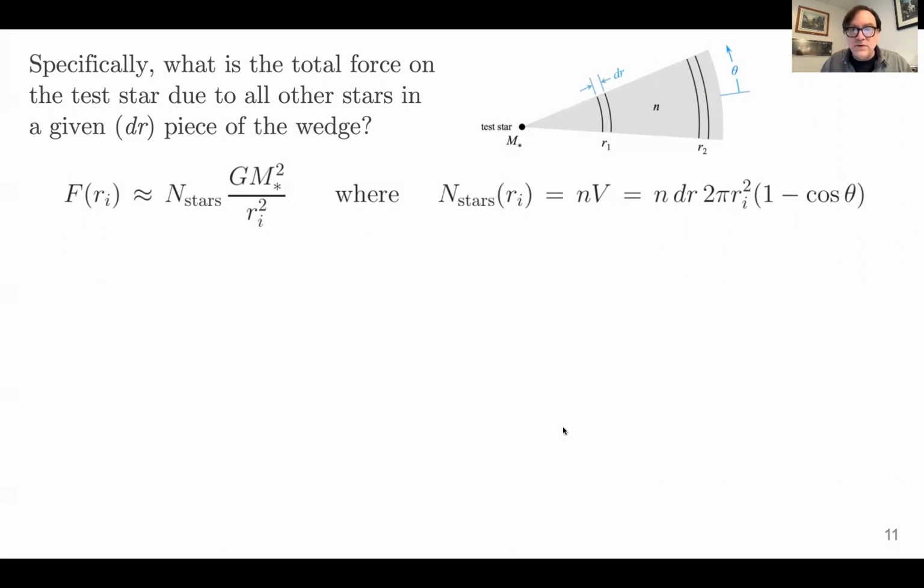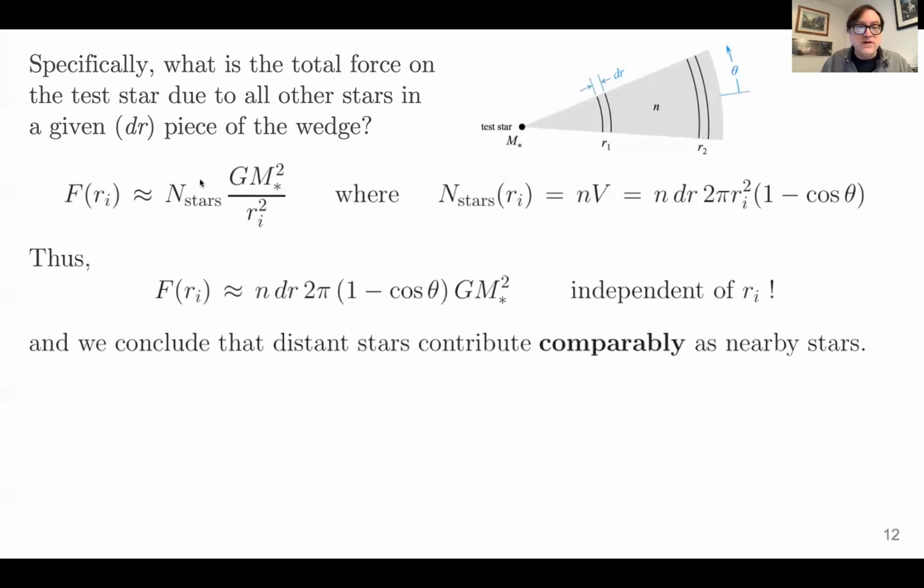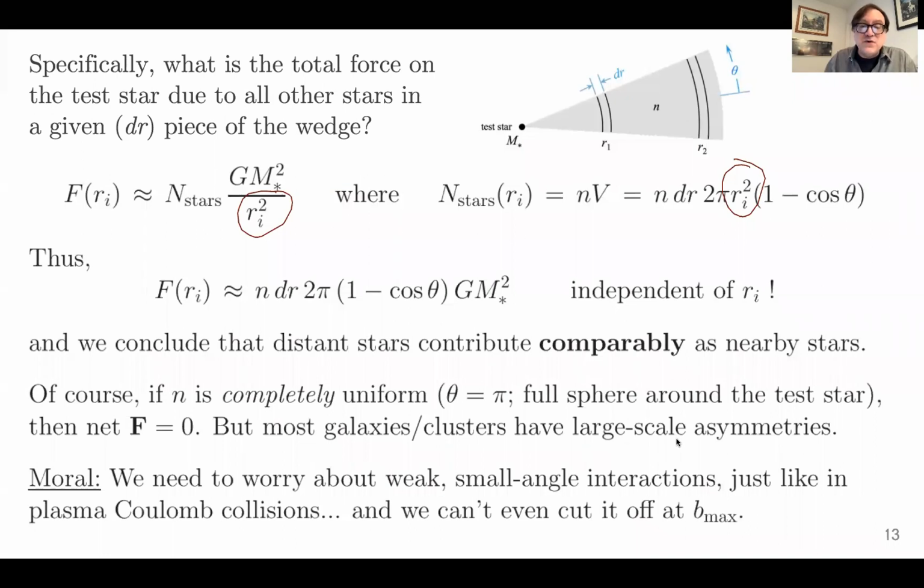All right, we have the number of stars, we have the force, we can plug that in. Again, it's not surprising, but the r squared in this geometrical factor cancels out exactly with the r squared in the gravitational force. So the magnitude of the force is actually a constant that does not depend on the distance r. Distant stars contribute comparably to nearby stars to the gravitational force when you're looking at it this way. This is just another way of thinking about the fact that we really have to integrate over the entire system to take into account all of these things.